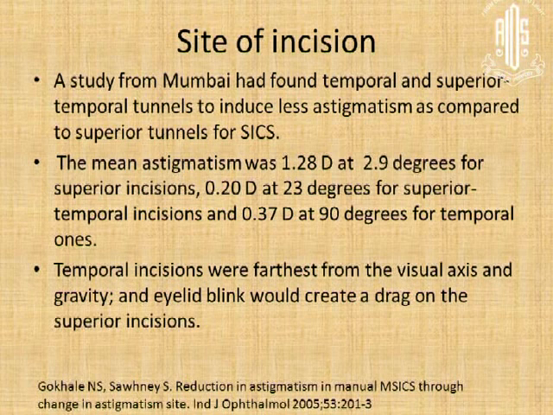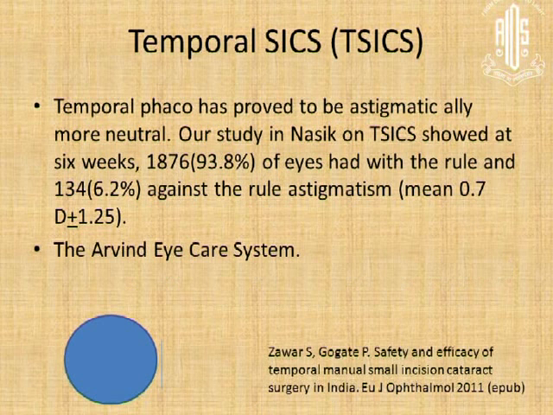They have said that temporal and superior temporal incisions induce less astigmatism. And temporal incisions are farthest from the visual axis and gravity. And the eyelid blink creates a drag on superior incisions. So it's not just for phaco, even for SICS, we can do a temporal incision.